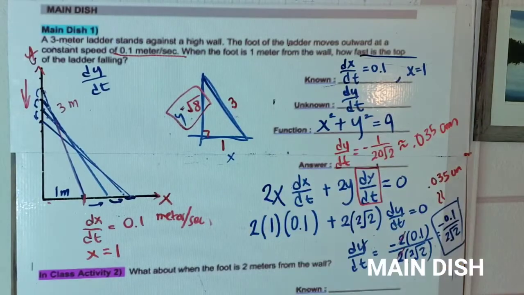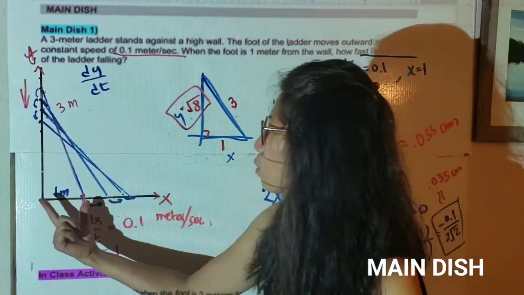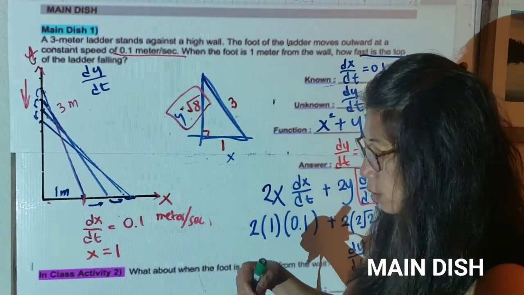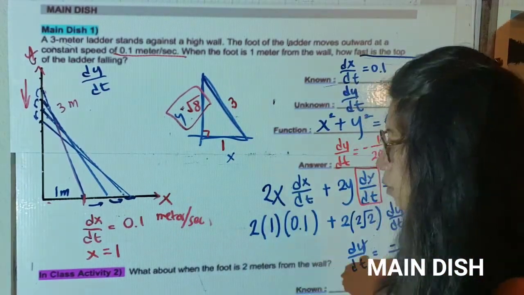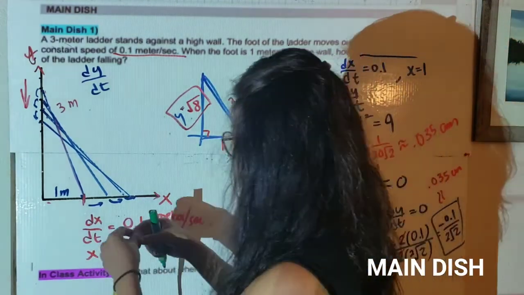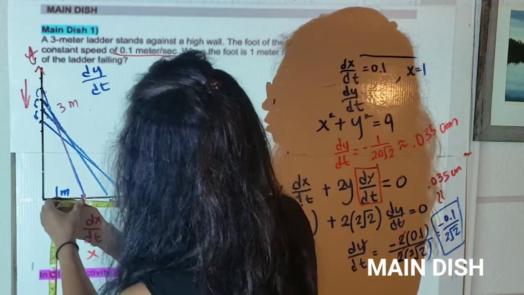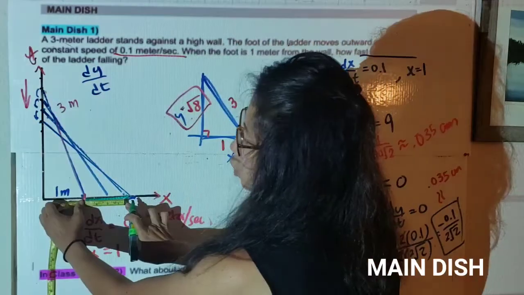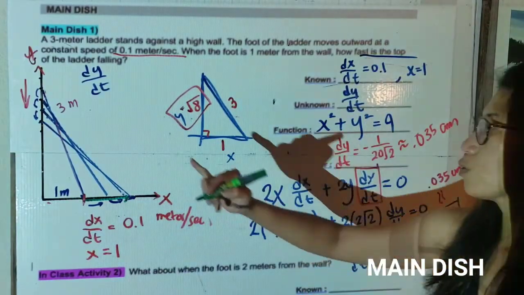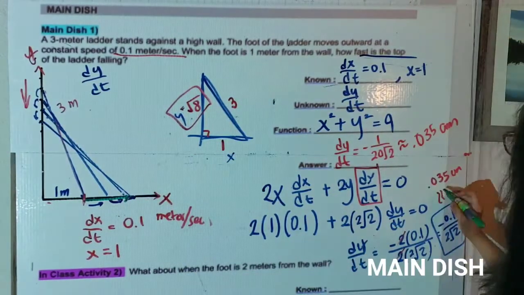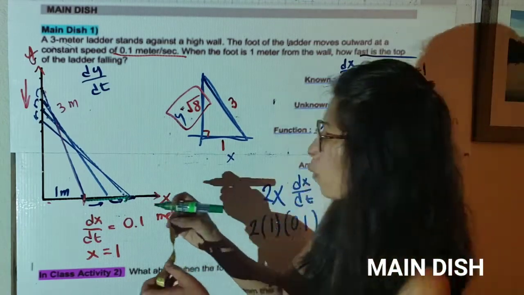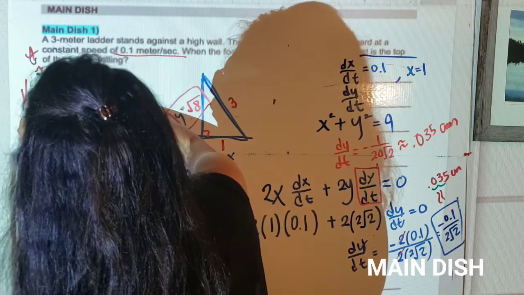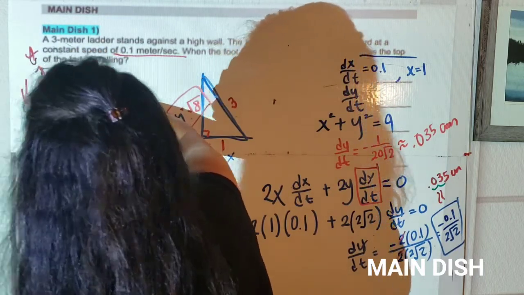I'm going to show you: when the ladder was 1 meter away, you are moving 0.1 meters. 0.1 meter is 10 centimeters. So I'm going to shift this one 10 centimeters. If I move at a rate of 10 centimeters per second, this much, then how much is your ladder going to come down? It's going to be 0.35, that's 3.5 centimeters. So from here, 3.5 centimeters, about this much.